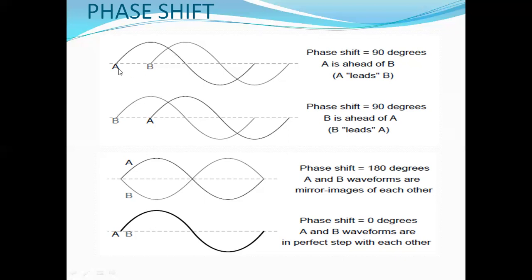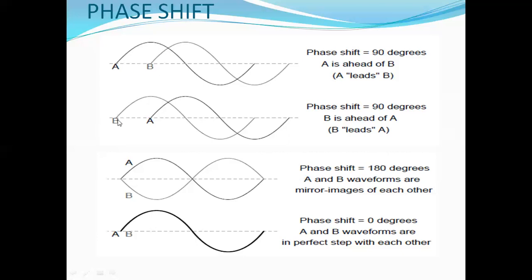So here I can say that waveform A appears first before waveform B, meaning A is ahead of B. In other words, A leads B. The leading waveform is the one whose 0 value and maximum value appear first. So the 0 and maximum value of waveform A appear earlier than those of waveform B. That's why A leads B.